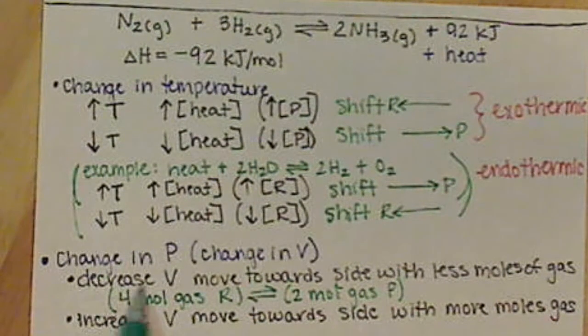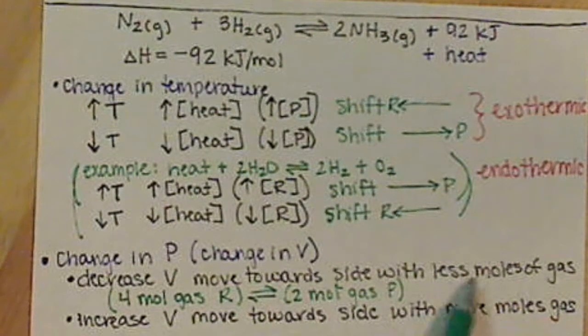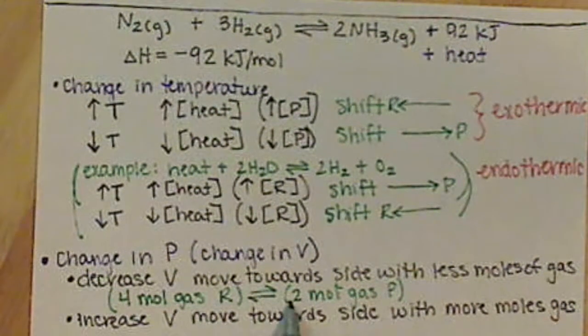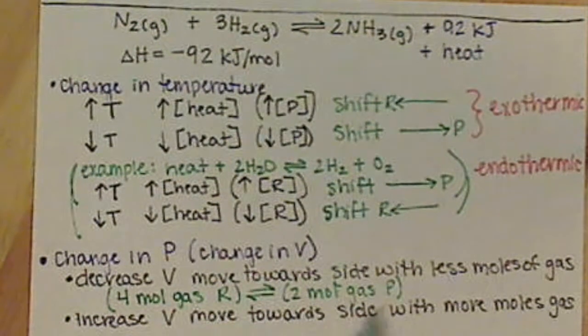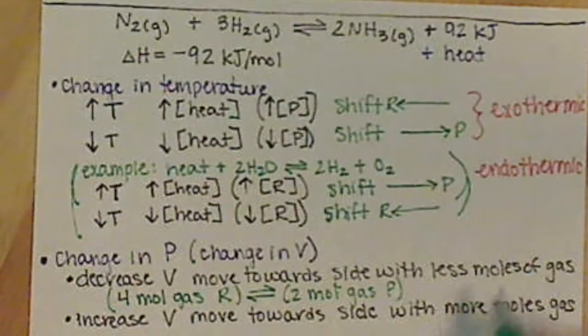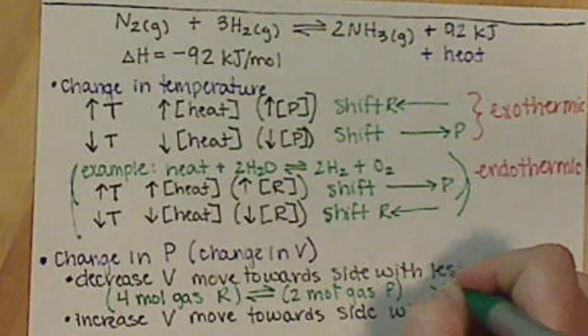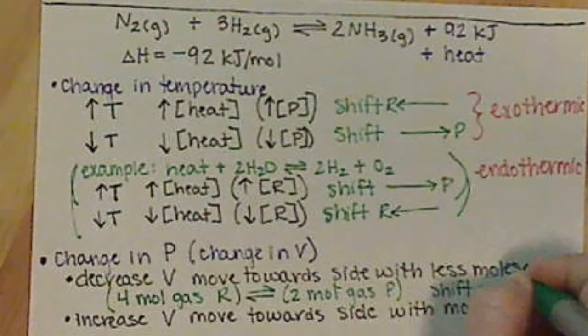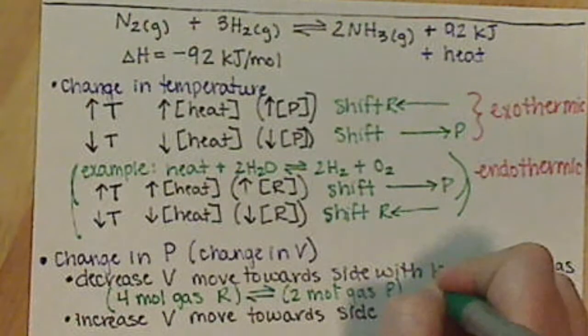So if we decrease our volume, our equilibrium is going to shift towards the side with fewer moles of gas. Okay, our products are going to take up less space than our reactants. So our equilibrium is going to shift to our products.